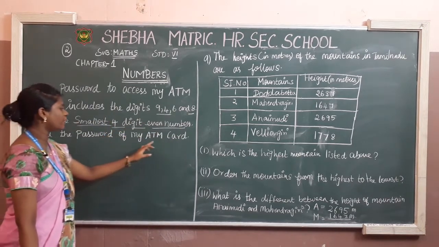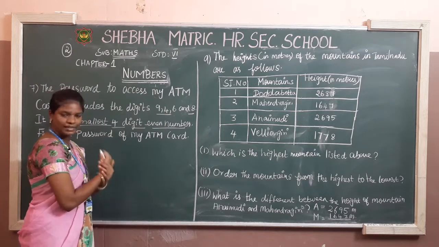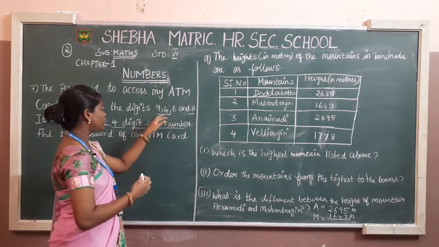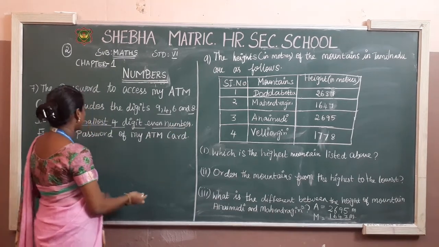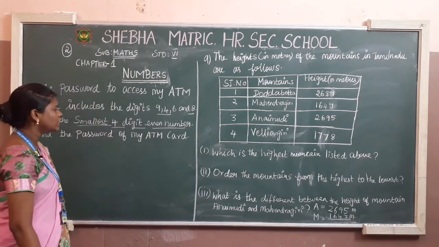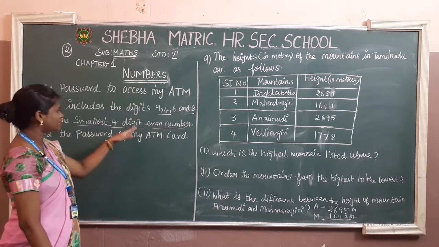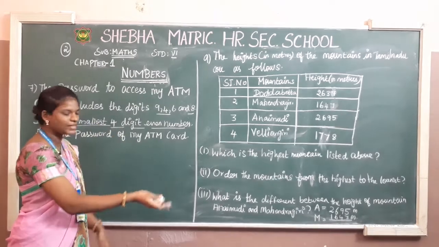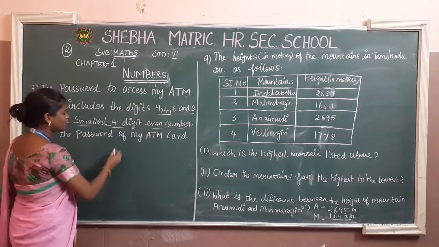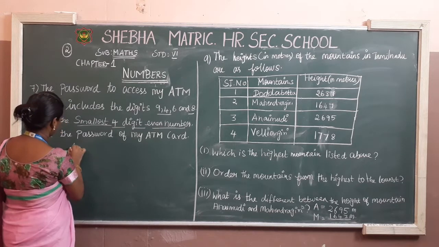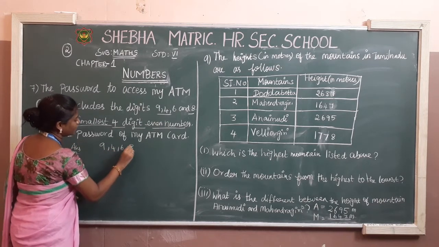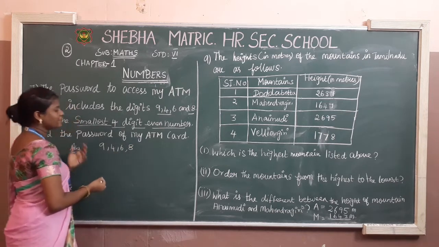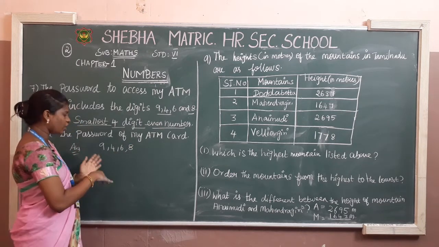Find the password of my ATM card. So the ATM card has a password, and they have given 4 digits. So 4 digits are there. So we can write the smallest 4 digit number. The smallest 4 digit number means small to bigger number. So we can write the numbers. This number, 9, 4, 6 and 8 is there. So we can write the smallest 4 digit number, small to greater number.